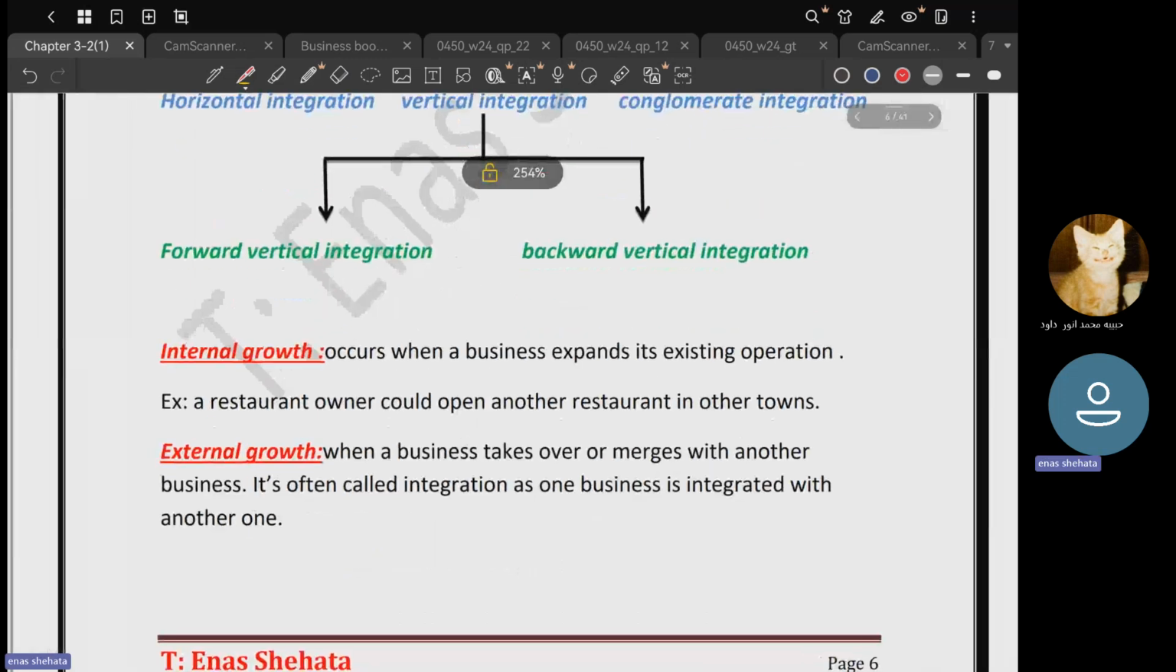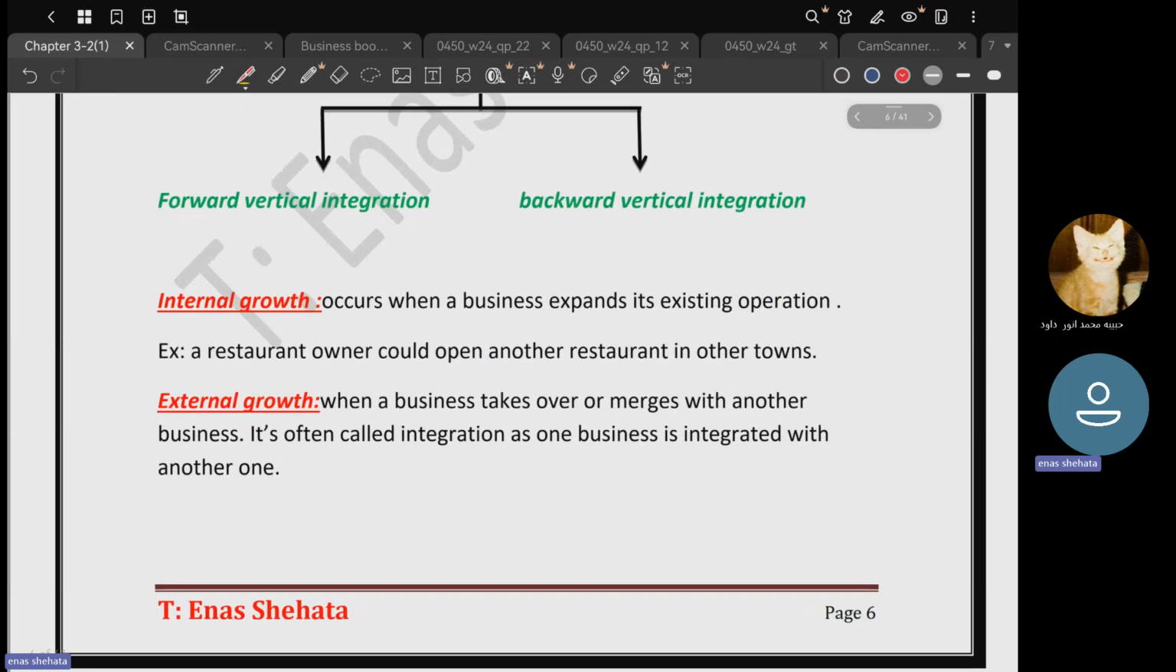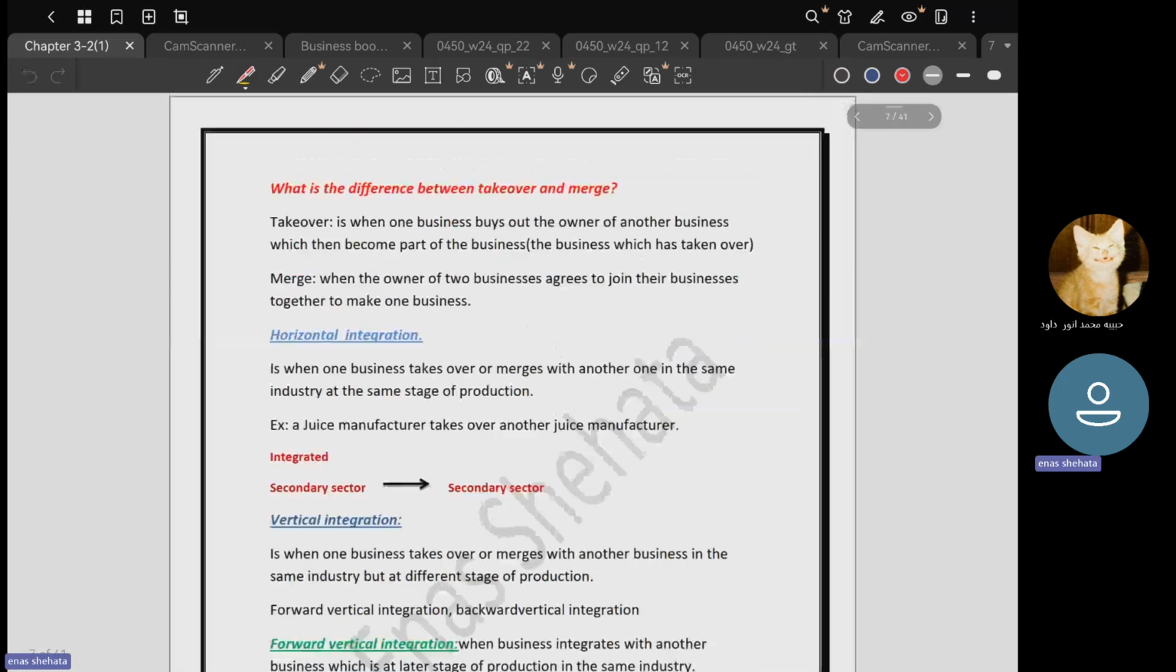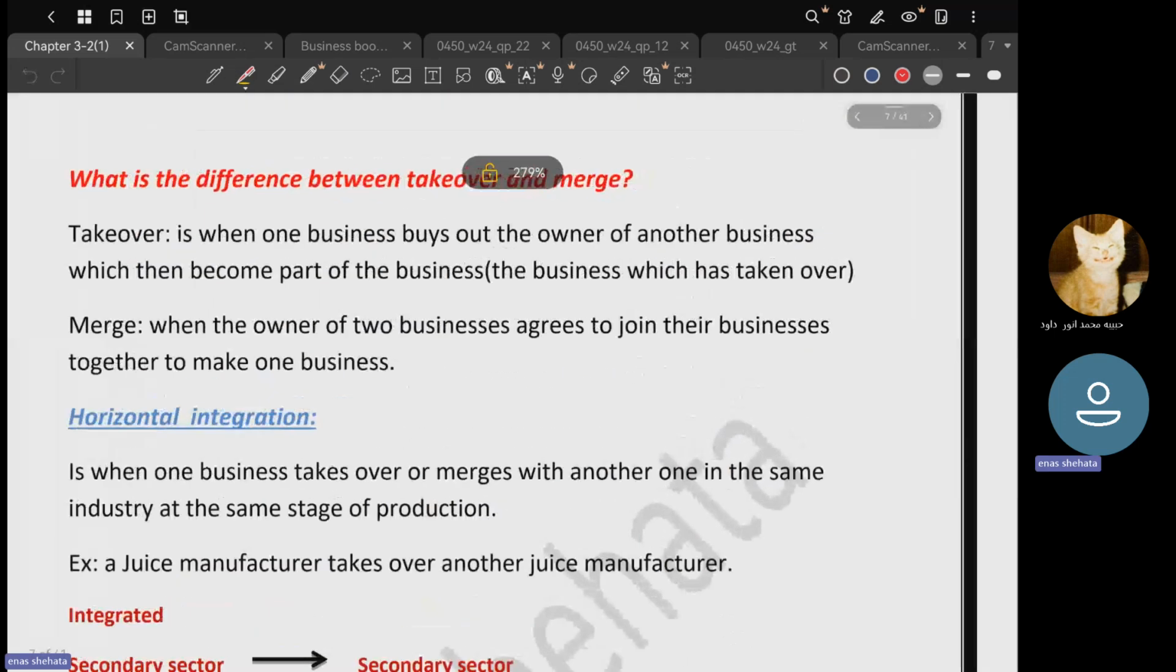So internal growth occurs when a business expands its existing operation. Example, a restaurant owner could open another restaurant in another town. External growth is when a business takes over or merges with another business. It's often called integration. So taking over and merge, both of them we can call integration. It is called integration as one business is integrated with another business. Let's see the difference between takeover and merge. Takeover is when one business buys out the owner of another business, which then becomes part of the business.